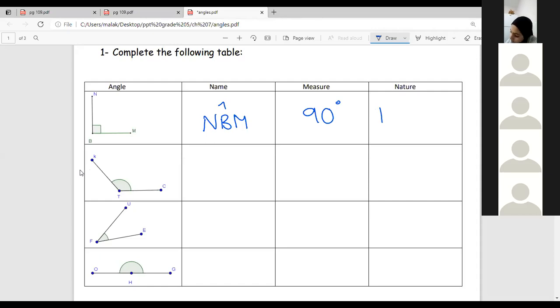Any angle that measures 90 degrees looks like an L. What do we call this angle? Acute.